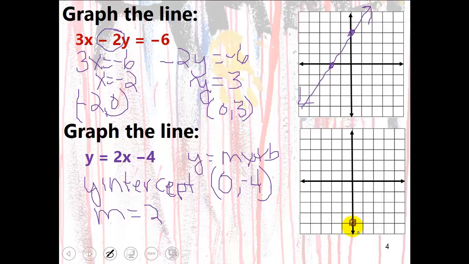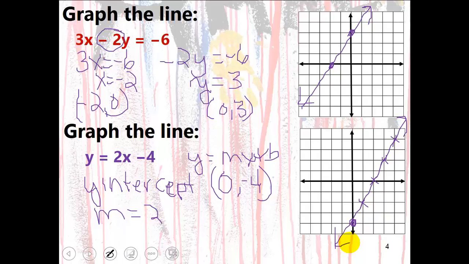And then I'm going to go up 2 over 1, and up 2 over 1, and up 2 over 1, and connect it with a line, just like that. Okay, it's probably easier for you to use dots and X's.